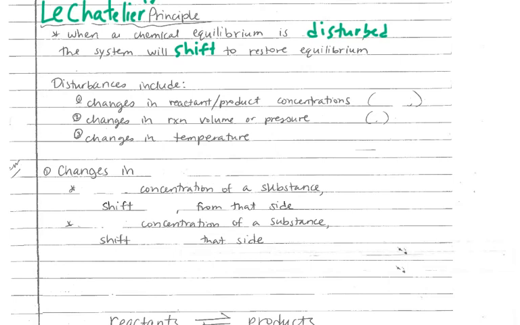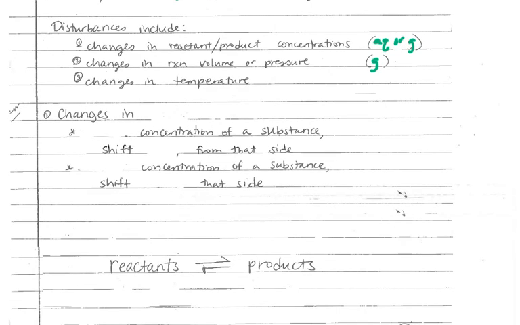So some of these disturbances can include changing the reactant or product concentration. Again, this is only relevant if they are aqueous or gaseous, because those are the only two states that have concentration. Another way we can disturb them is by changing the reaction volume or pressure, and this is only relevant for gases. So changing the reaction volume does change the pressure. Another way we can change pressure is by adding an inert gas, and I'll go over that. And then we can also change the temperature. Changes in temperature will also affect the shift of the reaction. Depending on whether the reaction is endothermic or exothermic, it will determine which way it shifts.